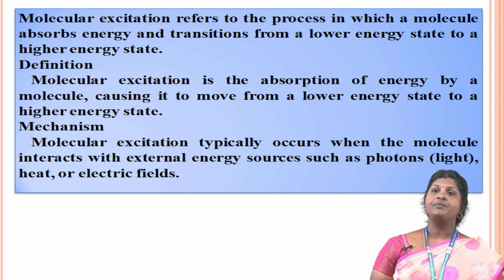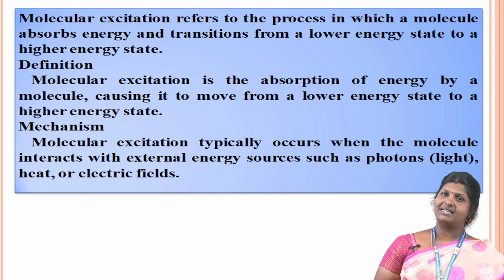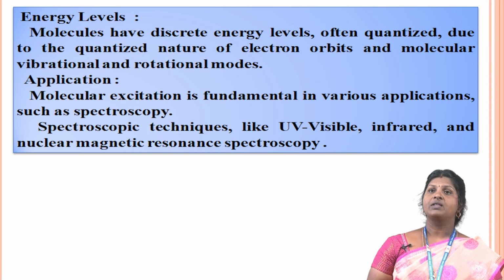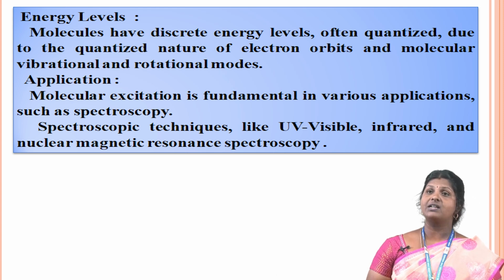For example, when a molecule absorbs a photon with the energy matching the energy difference between the ground state and the excited state, it undergoes excitation. Energy levels: the molecule has distinct energy levels, often quantized due to the quantized nature of electron orbits and molecular vibrational and rotational modes. Excitation involves the transition of electrons or changes in these modes to higher energy levels.